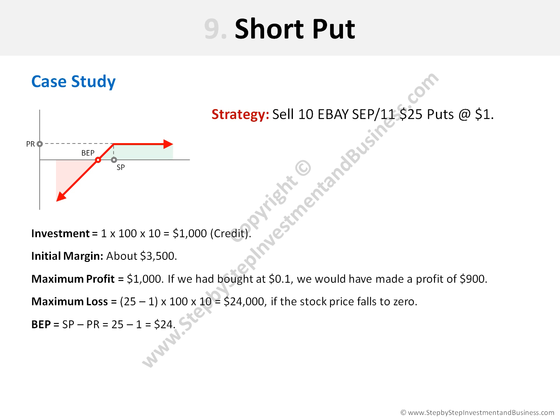On the other hand, the maximum loss that we are exposed to is equal to the strike price minus the premium received multiplied by the number of shares. That is $24,000. This occurs if the stock price falls to zero. The break-even point is equal to the strike price minus the premium received. In our case, 25 minus 1, which is equal to $24.